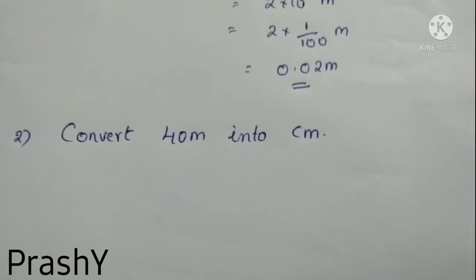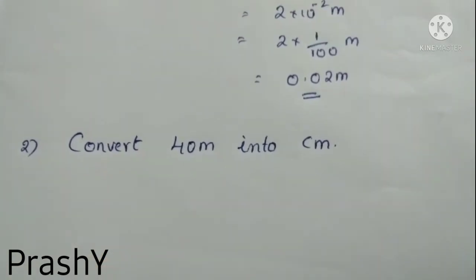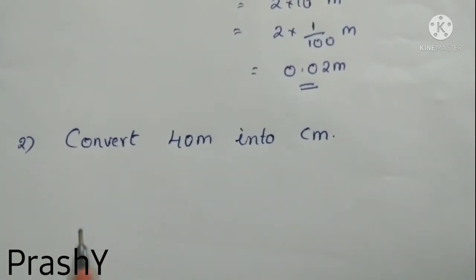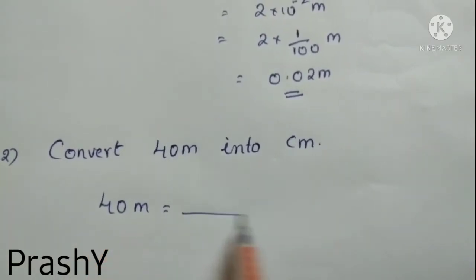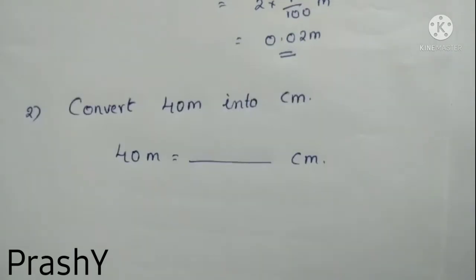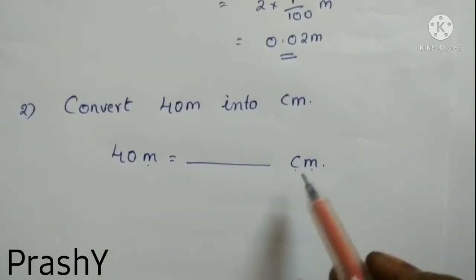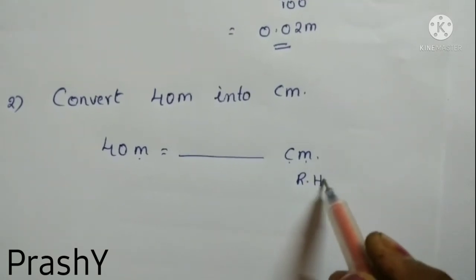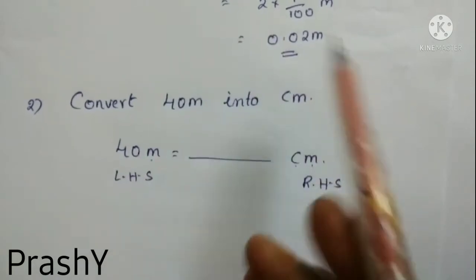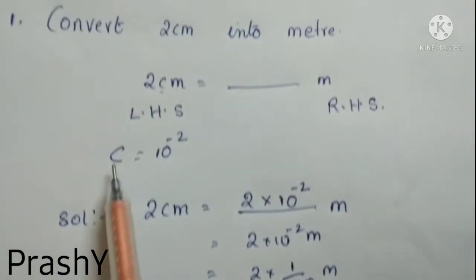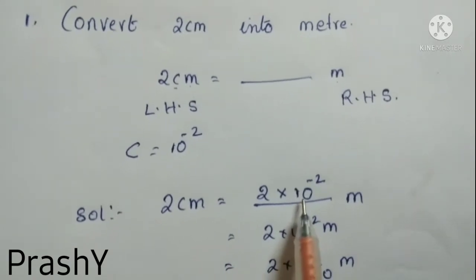So, let us take another example. Convert 40 meters into centimeters. First, what is the first step? We have to rewrite the question. So, 40 meters is equal to dash centimeters. So, your meter and meter, centi is in right hand side and this is in left hand side. In the previous sum we have seen that centi is in left hand side. When it is in left hand side, we write the value as it is.